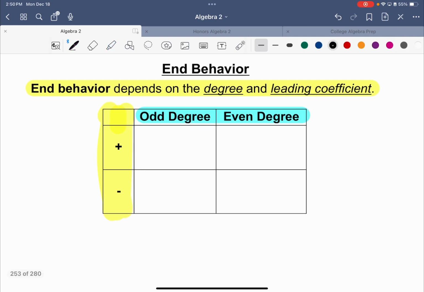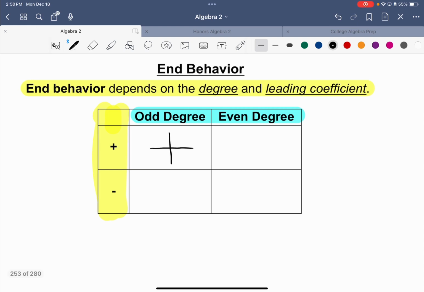So if we have an odd degree that's positive, if you remember, odd degree and positive, the end behaviors were in the first and third quadrants. If it was odd, meaning it's 1, 3, 5, 7, so on and so forth. If it's odd and negative, the end behaviors were in the second and fourth quadrants.